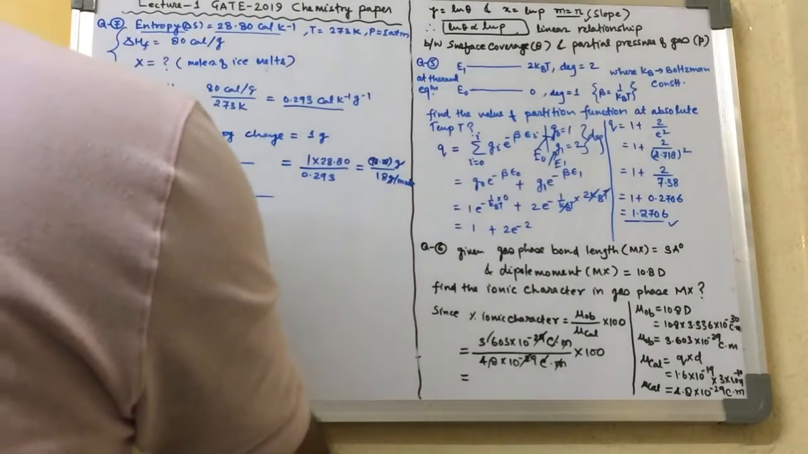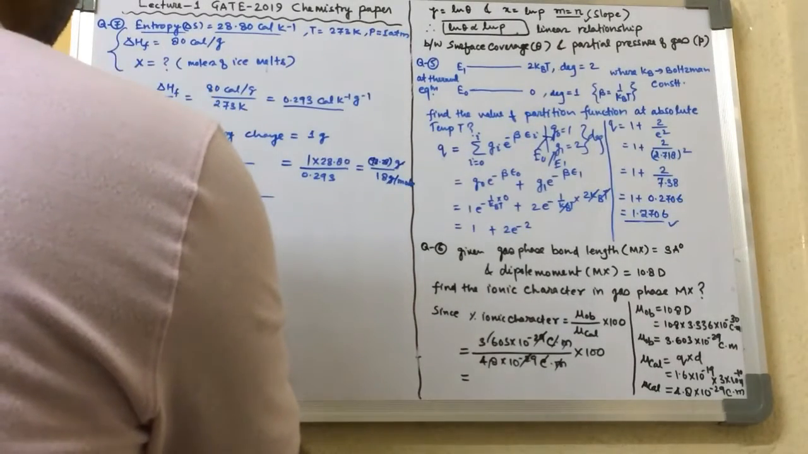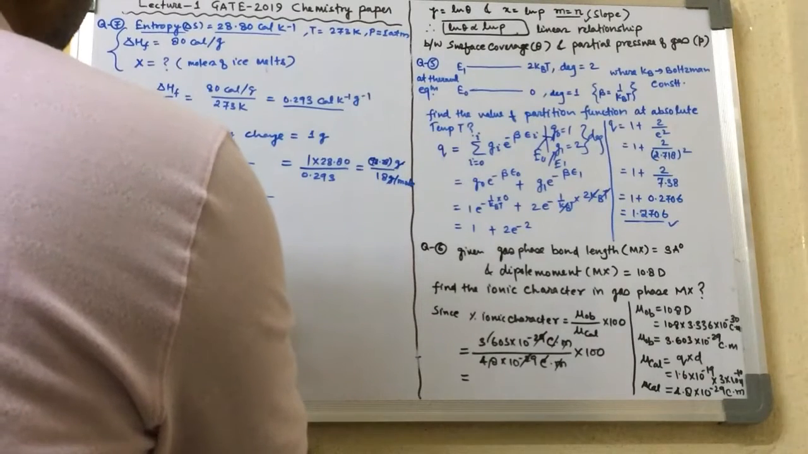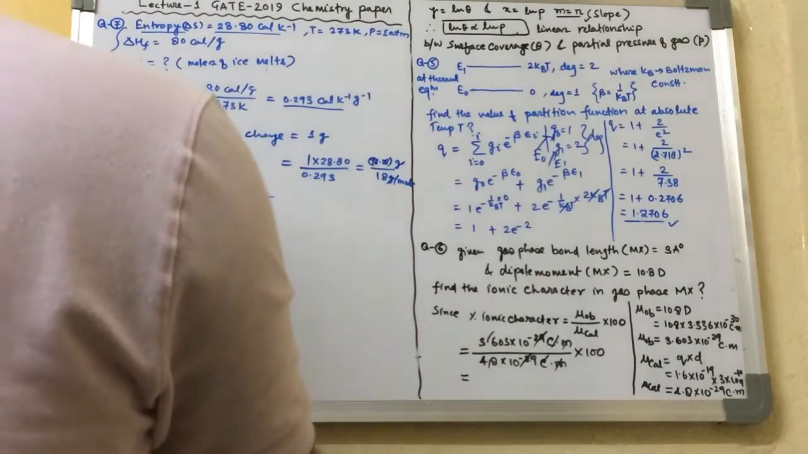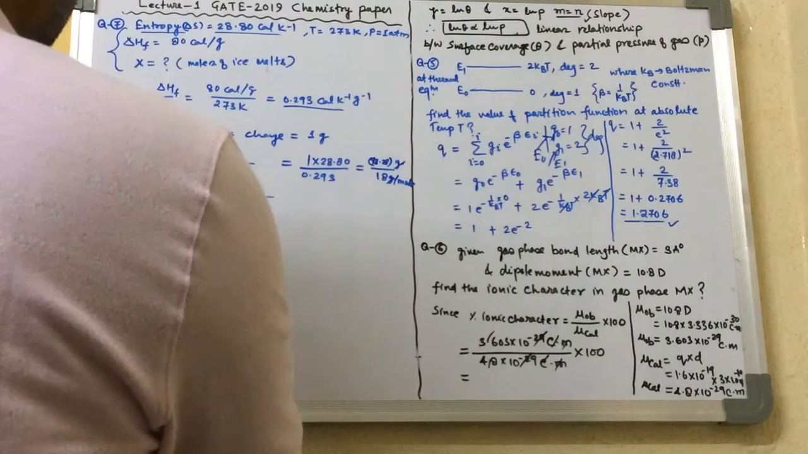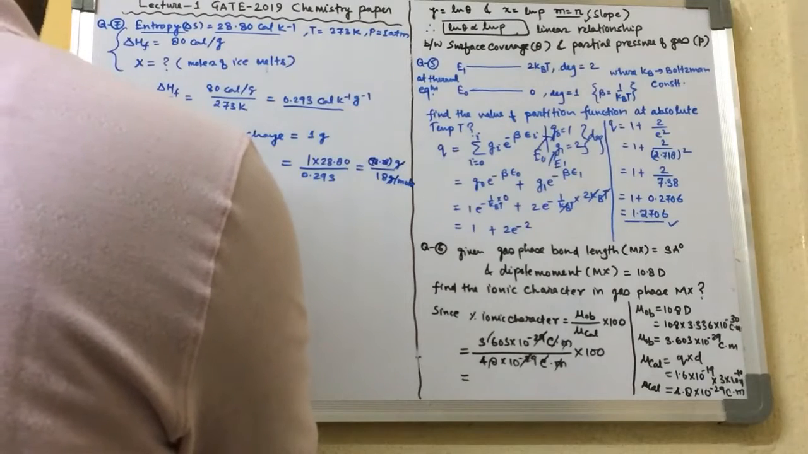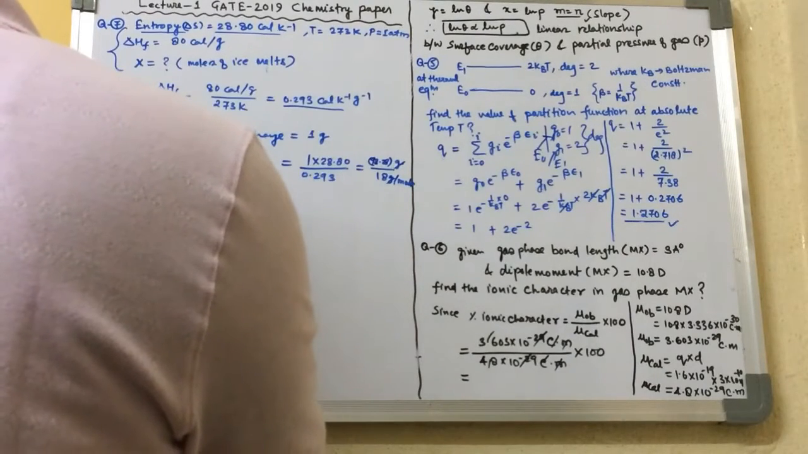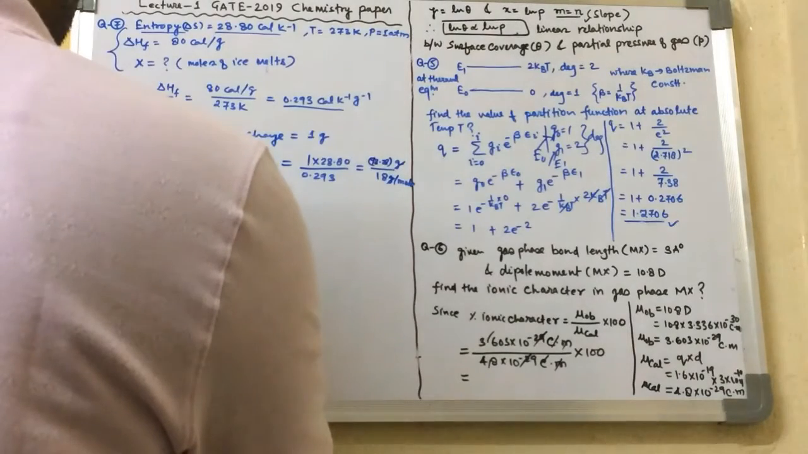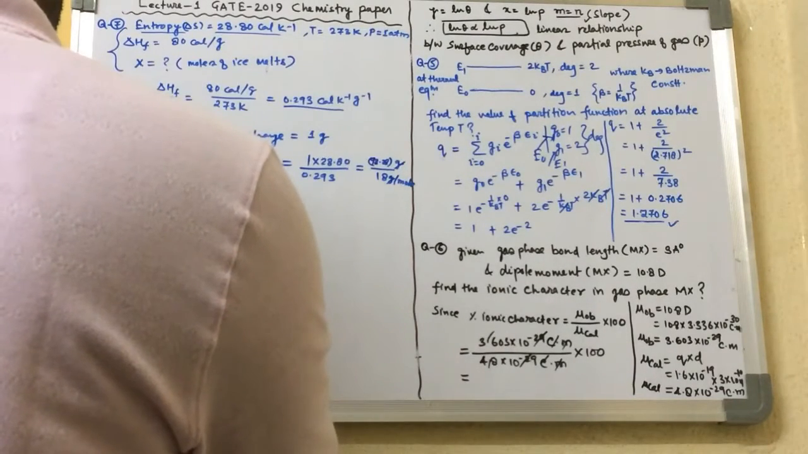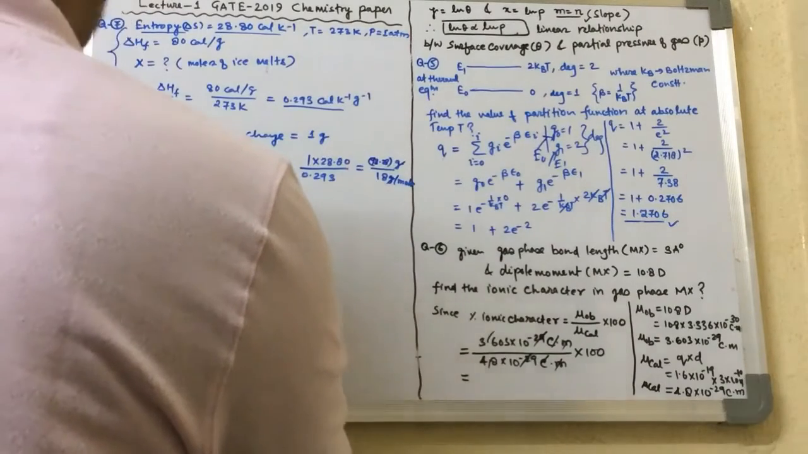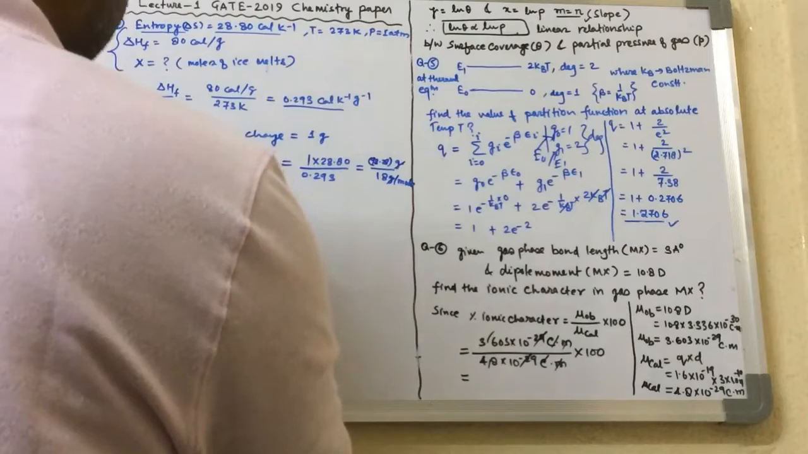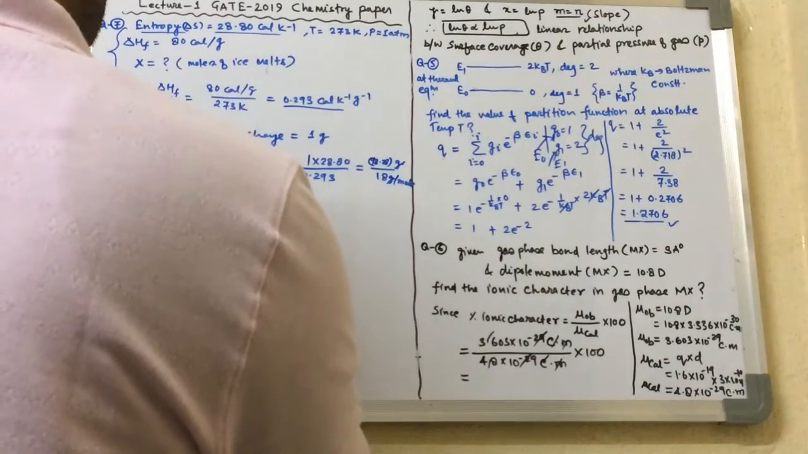So the redox reaction is given to us. Cobalt in the 3 oxidation state with ammonia, [Co(NH3)5X]2+, is reacted with chromium in the 2 oxidation state.